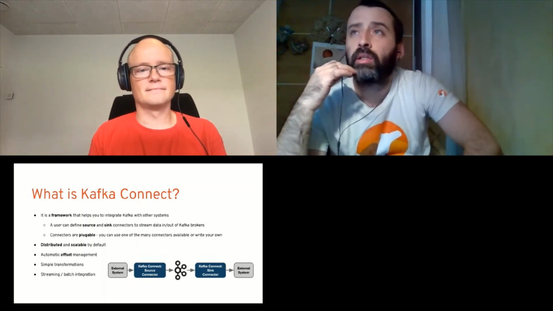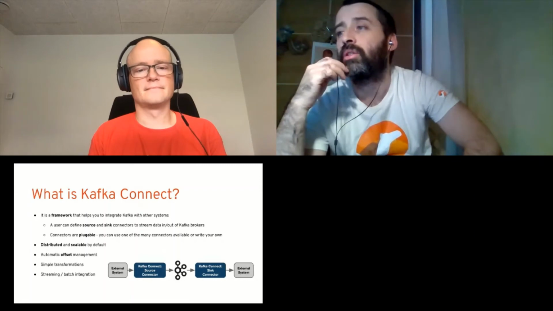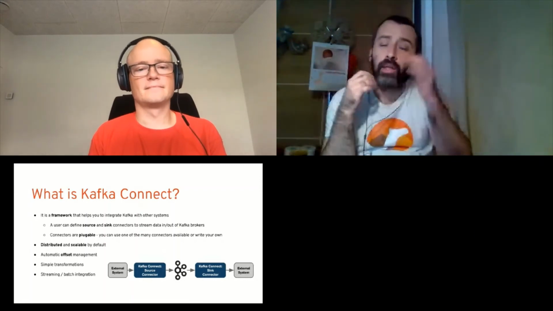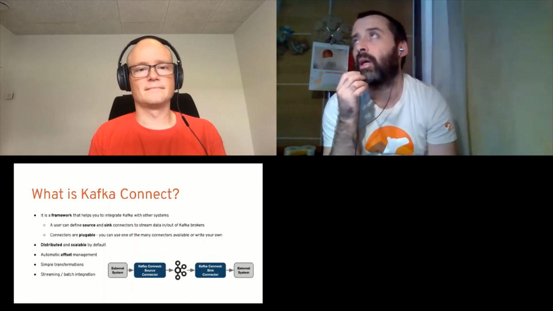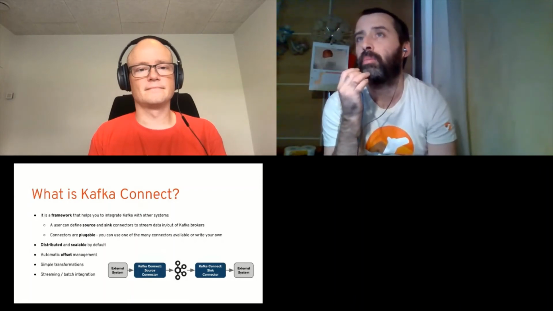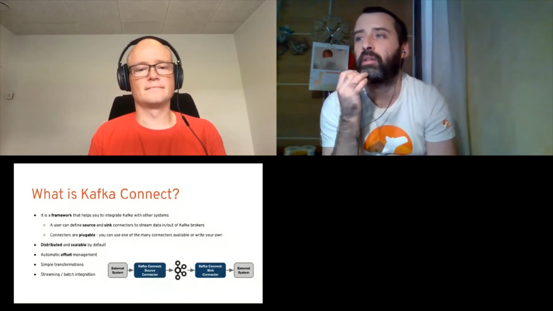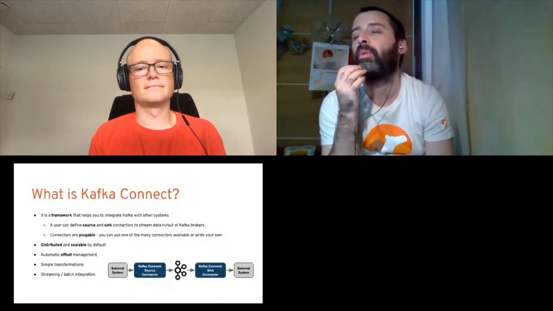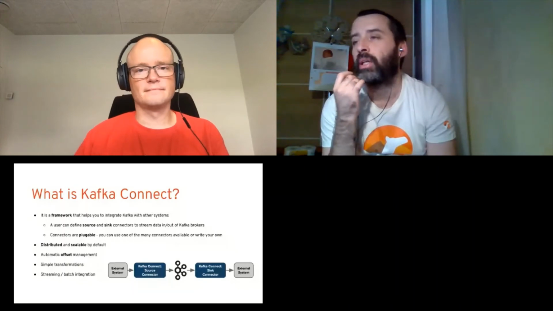Those connectors are pluggable, so you can use an already existing connector, or you can write your own custom connectors and use that. Kafka Connect has a bunch of features. The most important are that it is distributed and scalable by default, and there is also automatic offset management, which is really important to be able to restart consuming or producing from a particular point. And more or less, Kafka Connect is this.